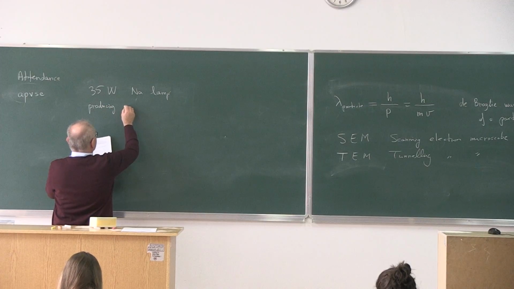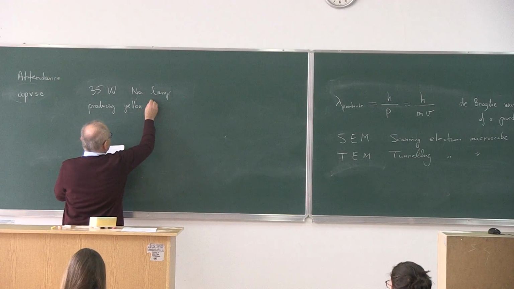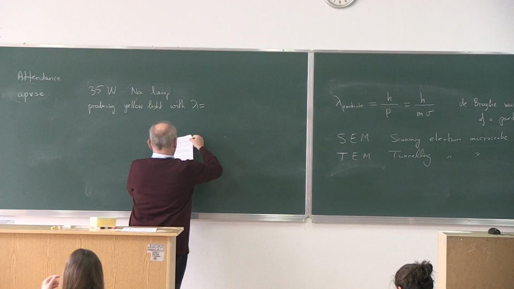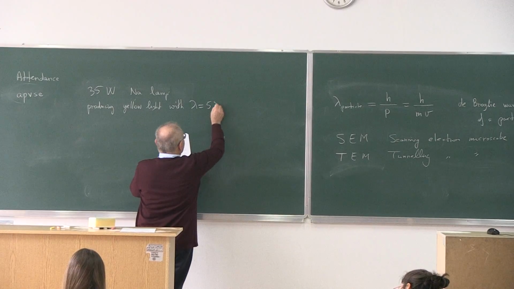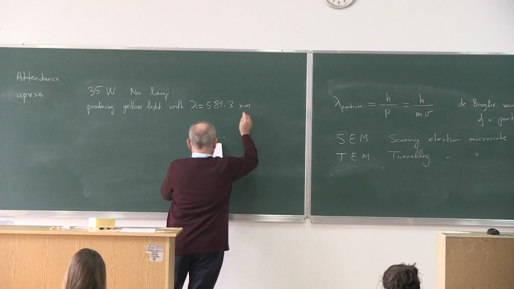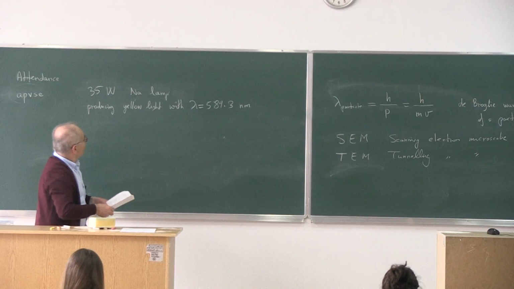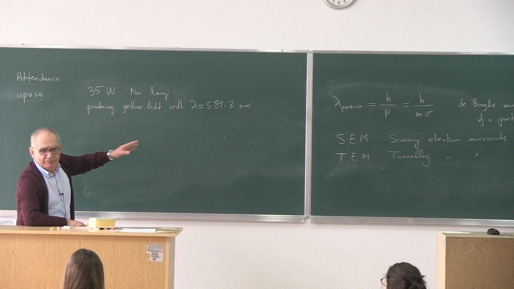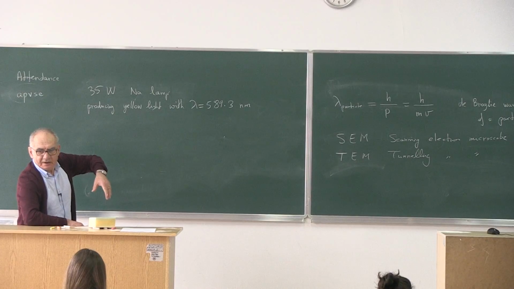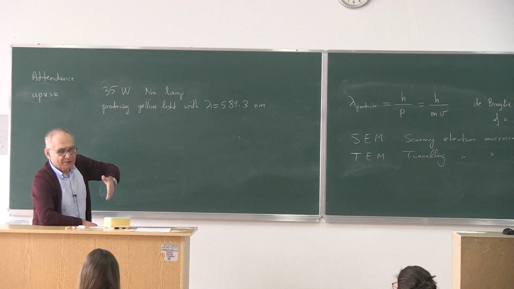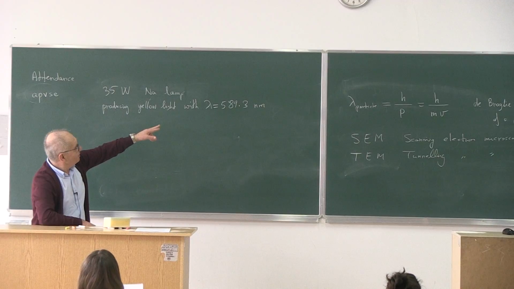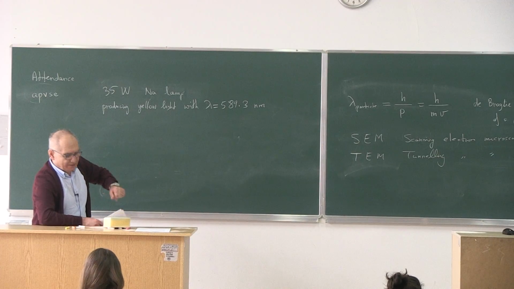Producing yellow light with lambda equals 589.3 nanometer. There are such lamps, sodium lamps, and they produce yellow light, and the light is nearly monochromatic, which means all the light which is emitted by the lamp has the same frequency, 589.3 nanometers.